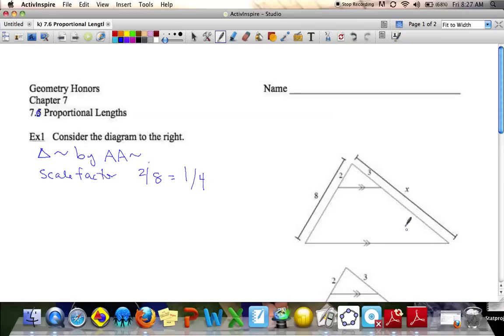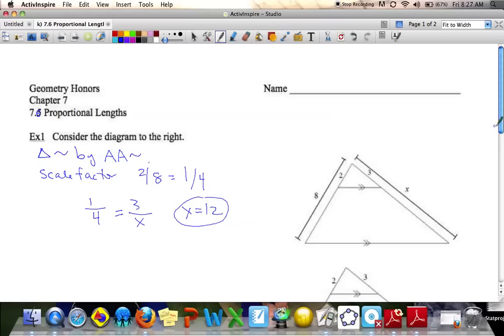So how do we solve for x? Well, we can set up a proportion: the small triangle is to the big one as the small triangle, which is 3, is to the big one. Left, left, right, right. Cross multiply, we solve, and we get x equals 12.